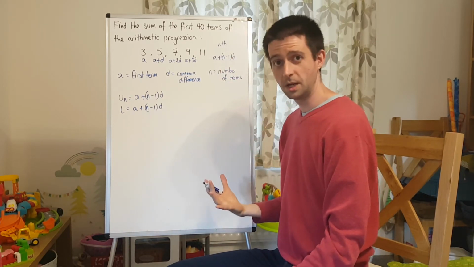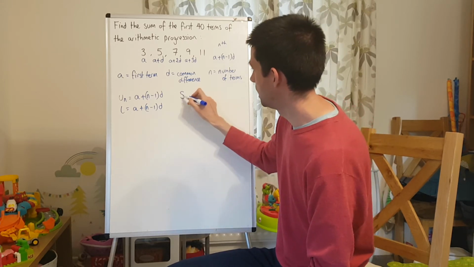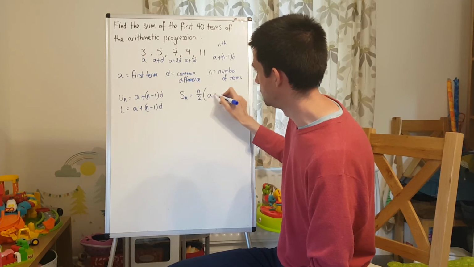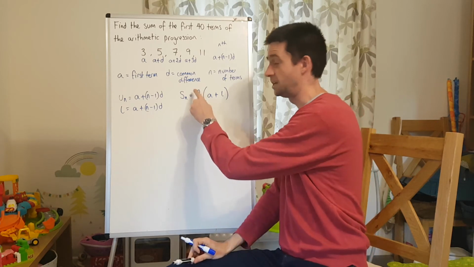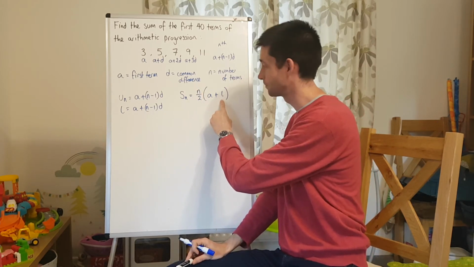The other thing that we need to be able to do is to find the sum of a certain number of terms, and there are 2 formulae that we can use to do that. One is n over 2 times (a plus l), where n is the number of terms, a is the first term, and l is the last term.